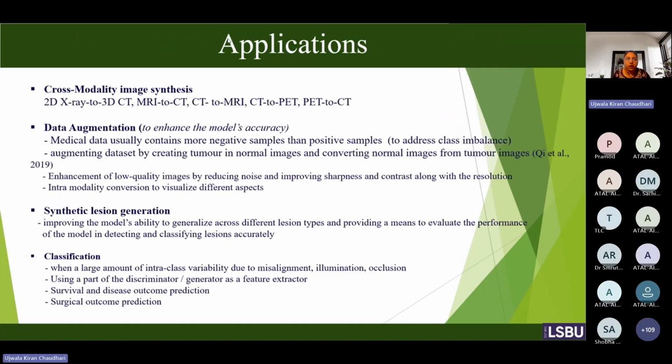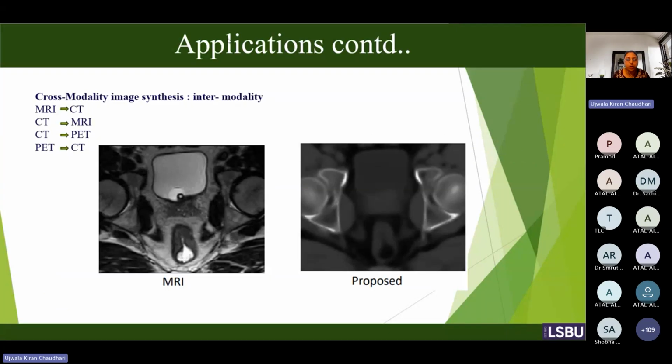Okay, so coming back to the different kinds of applications of AI in medical data analysis. Cross-modality image synthesis, like converting, say, 2D X-rays to 3D CT scans, MRI to CT, CT to MRI. Here I'll just show you this application, cross-modality. Again, there are different variations like intermodality and intramodality.